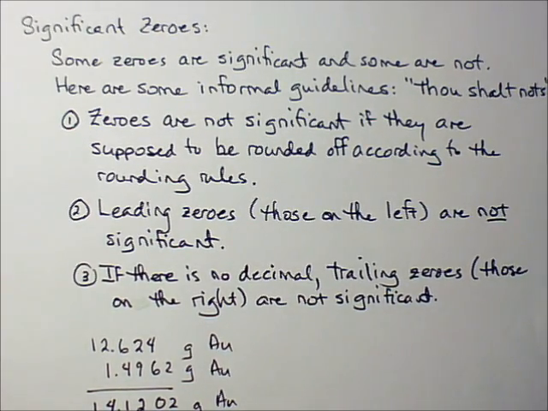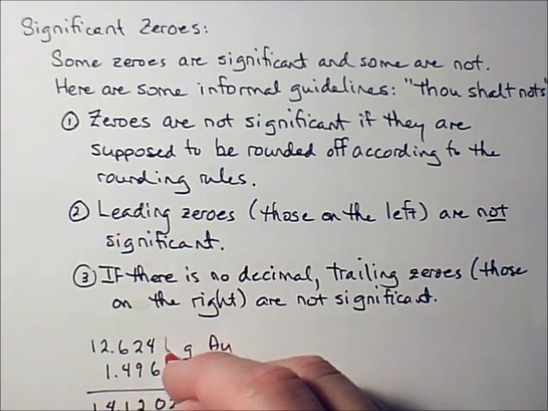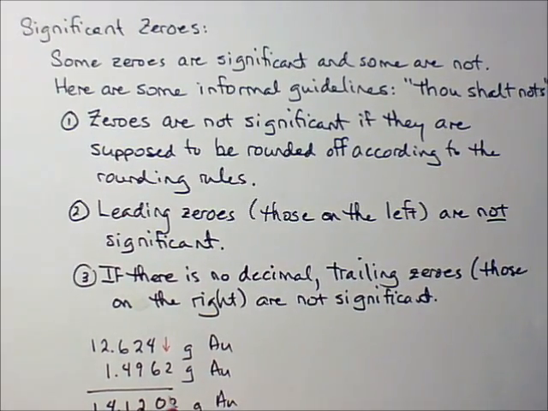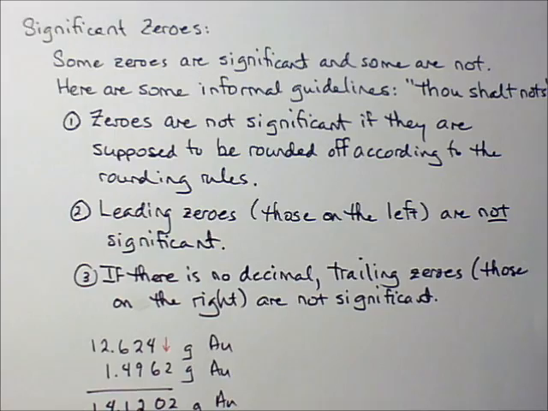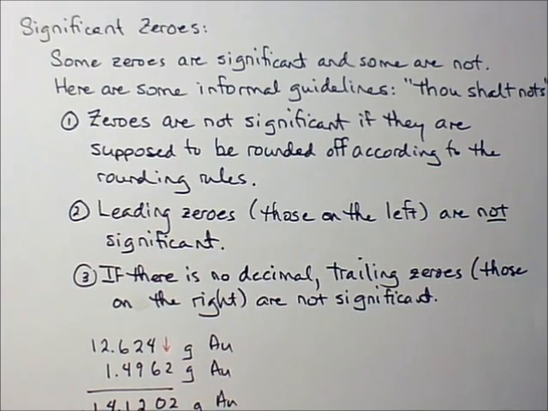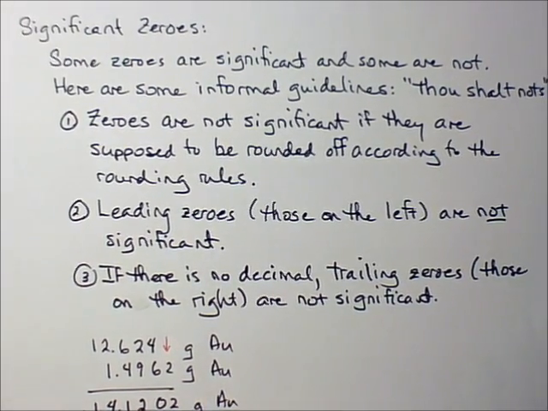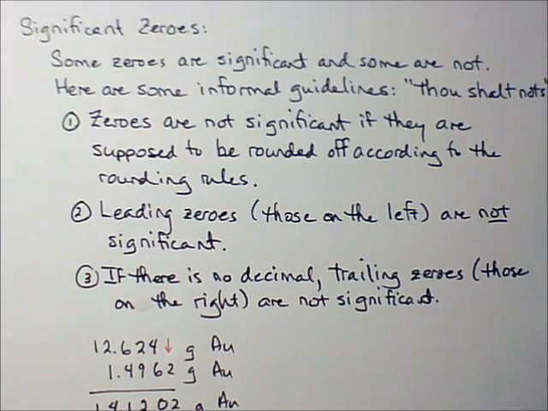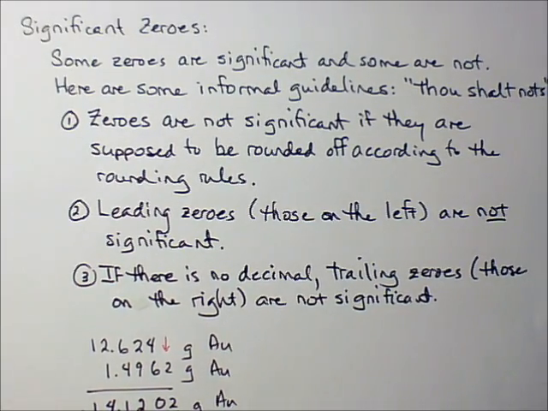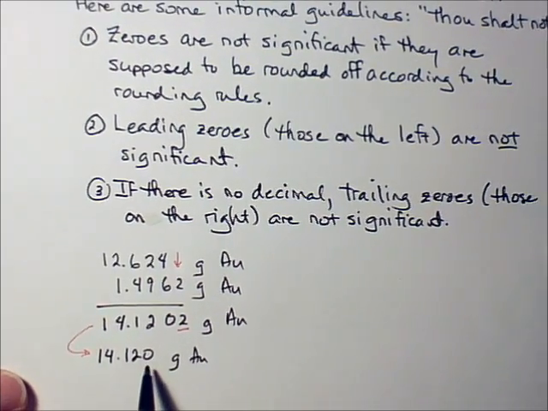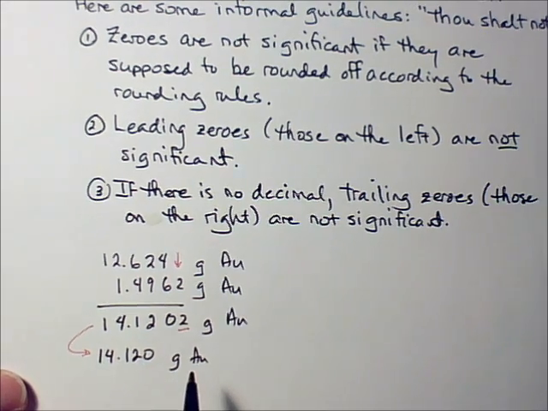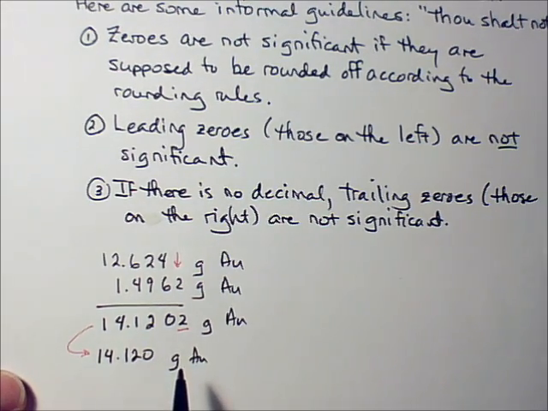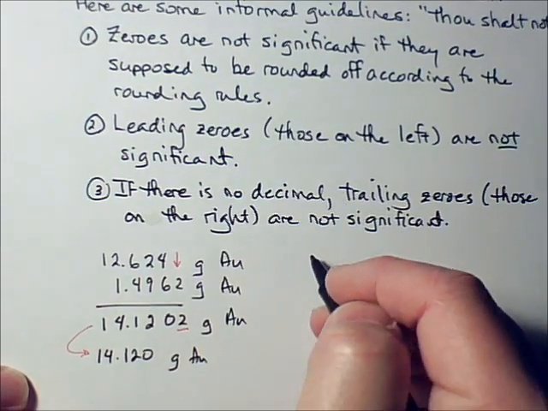Okay, so I have one empty slot over here on the right, and so that means that 2 has to be rounded off. So 14.120 grams of Au. That zero is significant. Oh, I'm sorry. That zero is significant. Okay, we didn't round it off. Got it? All right.